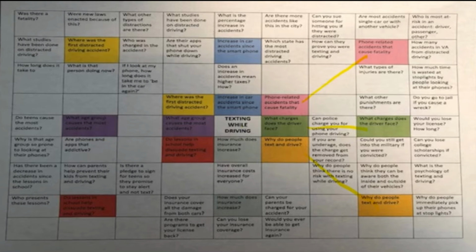Let's take a look at one piece of the diagram. In the yellow rectangle, my initial question was, where was the first distracted driving accident? And then I brainstormed questions related to that question around the yellow box. Was there a fatality? Were new laws enacted because of this? What other types of distractions are there? Who was charged in the accident? If I look at my phone, how long does it take me to be in the car again? And what is that person doing now?